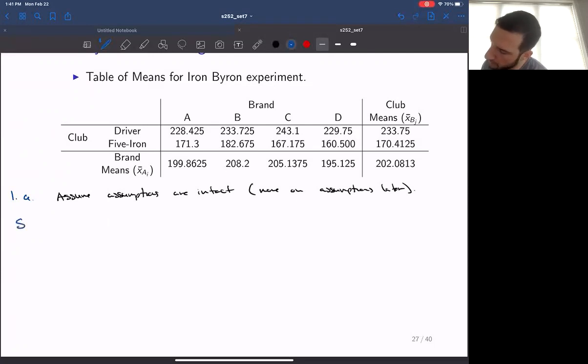Okay, so for the model utility test, we're going to have H0: there's no evidence of a treatment effect.